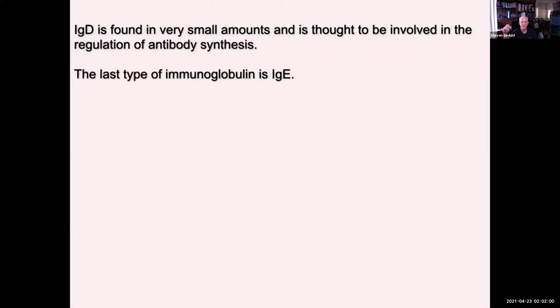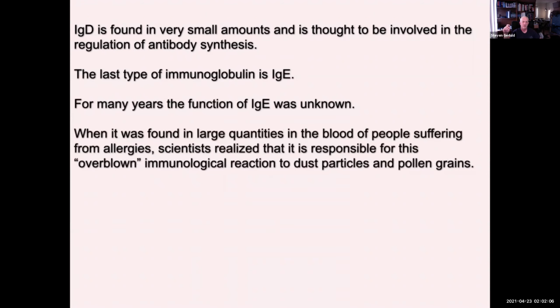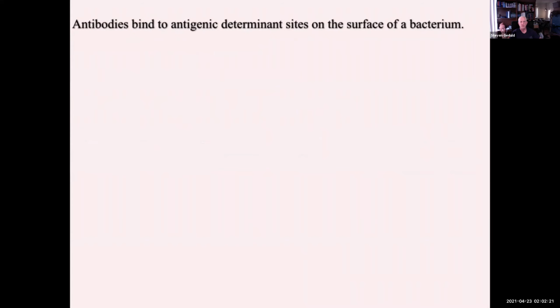The last type is IgE, immunoglobulin E. A lot of times its structure was unknown, but it's found in large quantities in the blood of people suffering from allergies. So they figure this is an overblown immunological response to dust particles or pollen granules. It's how the body responds to it, and when it gets overblown, it gives you that allergic response. Some people have it, others don't.